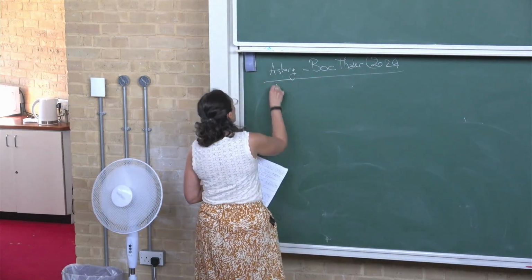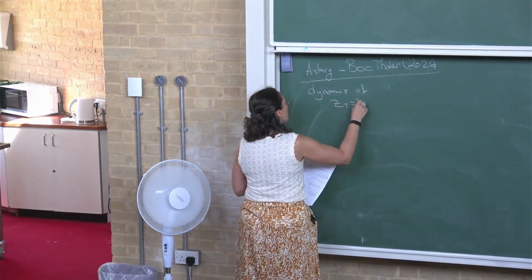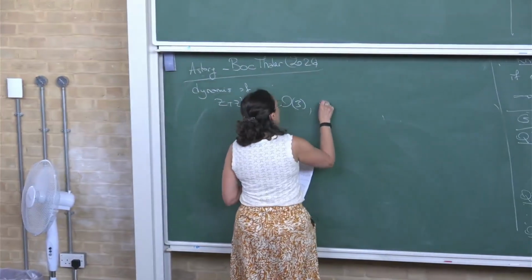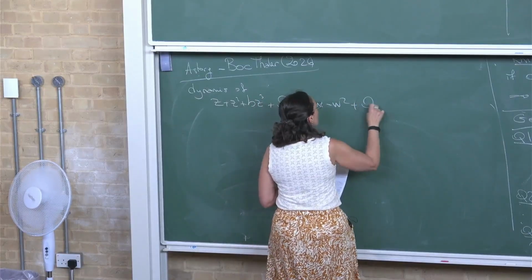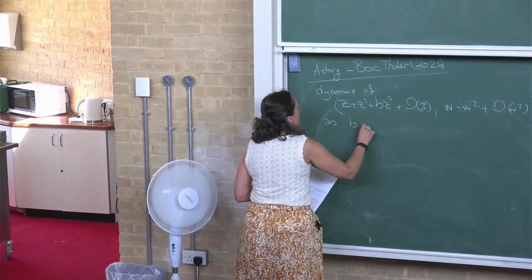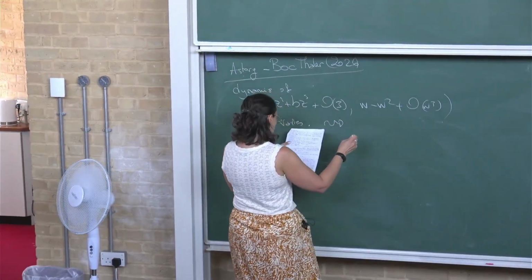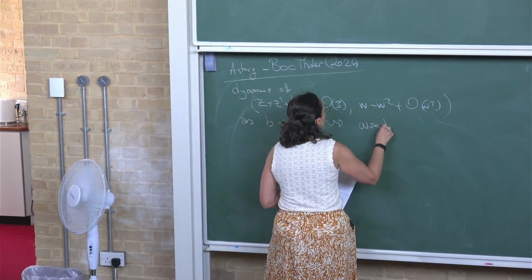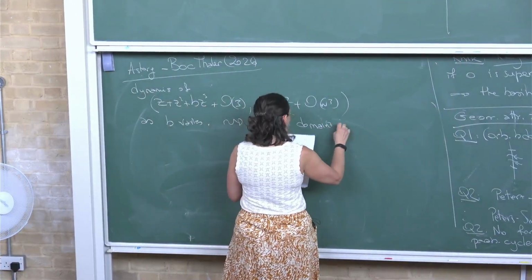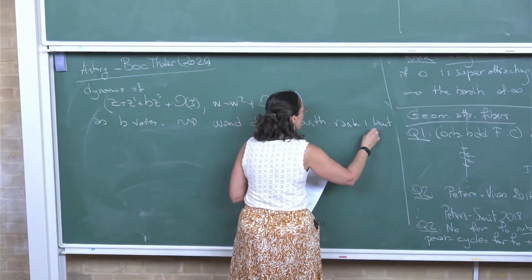So they studied the dynamics of z plus z squared plus b z cubed plus O3, w minus w squared plus O(w cubed), as b varies. And so they could find, if I'm not mistaken, Fatou components with rank 1 limit maps, among other things.